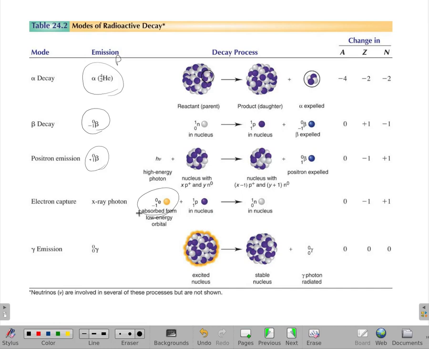And then the last one on there is gamma radiation, and it actually doesn't affect the mass or the charge of an excited nucleus. Something happens in how that nucleus is put together, and the energy is released in the form of a photon, which is just an incredibly powerful light, in this case the gamma rays.